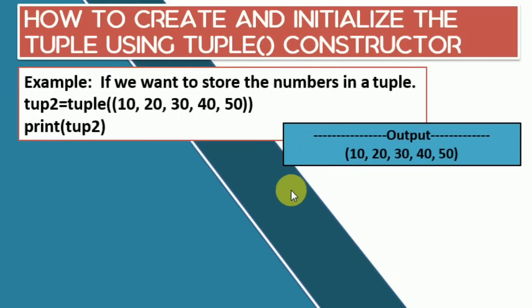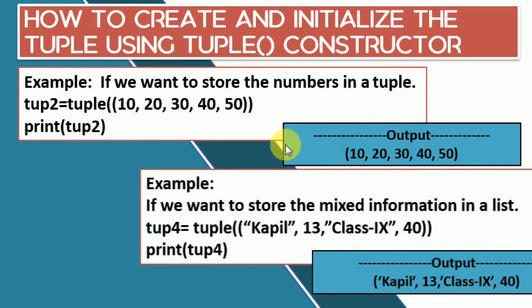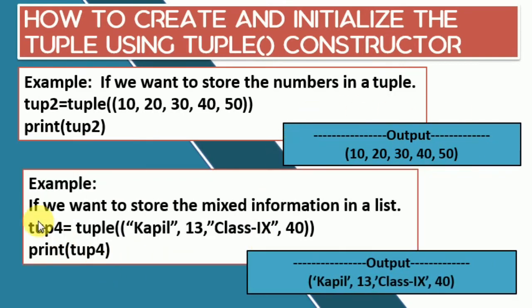Then the third one, if you want to store the numbers, same way, tup2 equals to tuple 2 brackets 10, 20, 30, 40, 50. It will declare the tuple with numbers. And if you want to store the mixed information, tup4 equals to tuple 2 brackets, then the word, then comma, then the value, then again word, then the value, close two brackets, and then when you display it will give you the output like this.